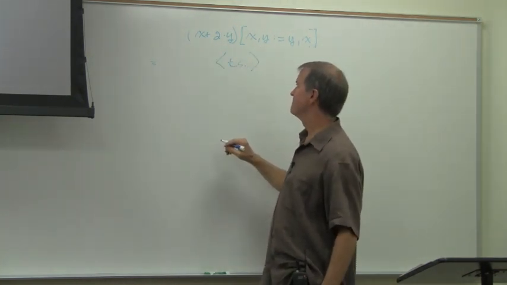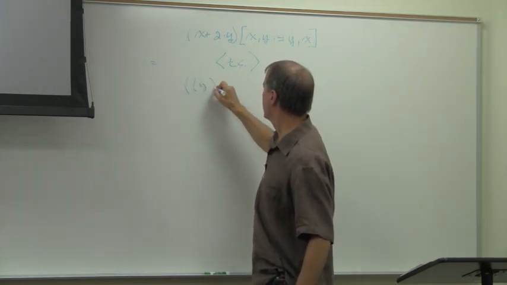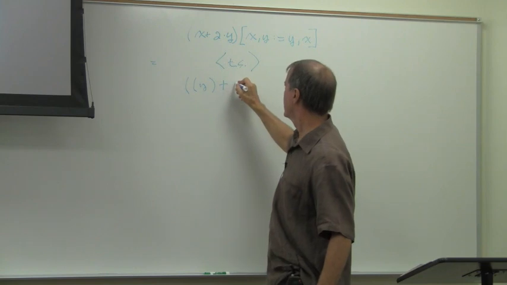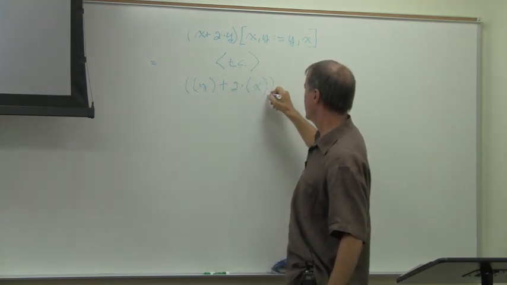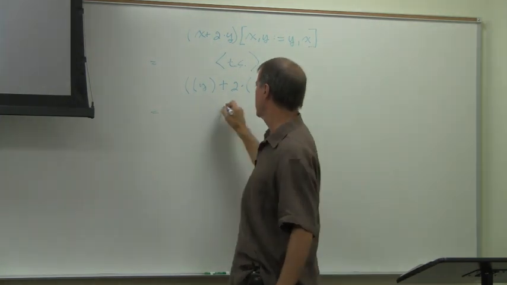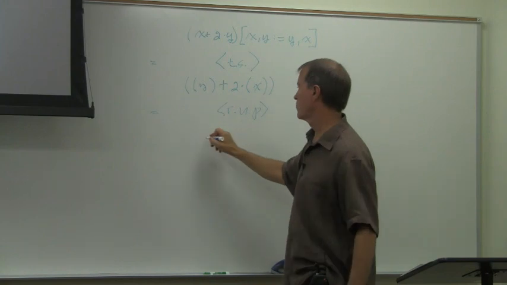So we'll get open parentheses, open parentheses, y, close parentheses, plus 2 times, open parentheses, x, close parentheses, close parentheses. So you won't need any other parentheses. Right.